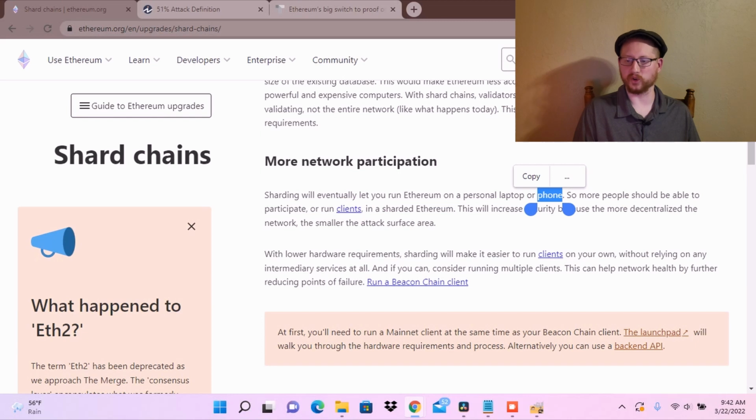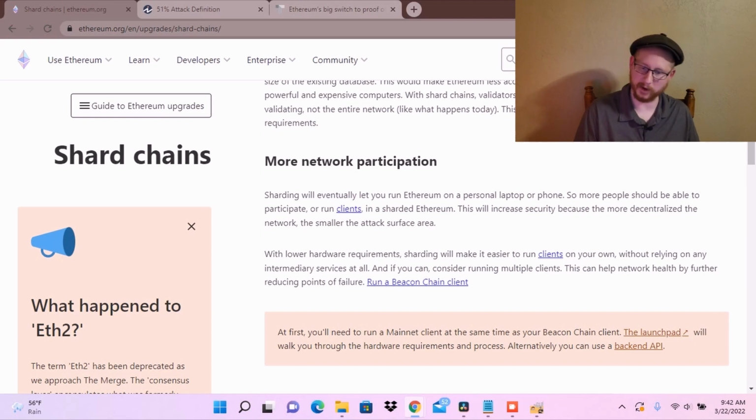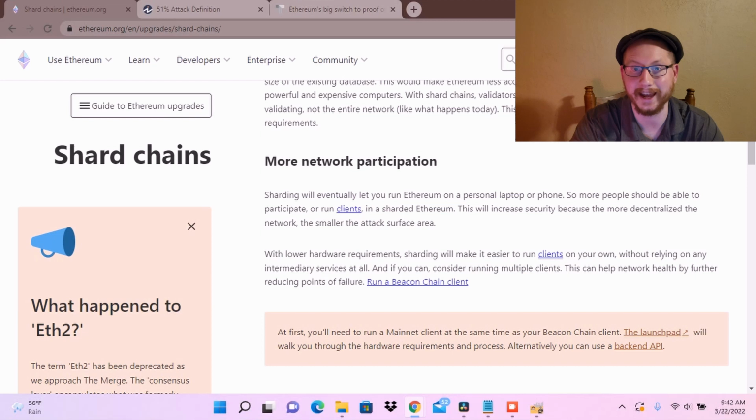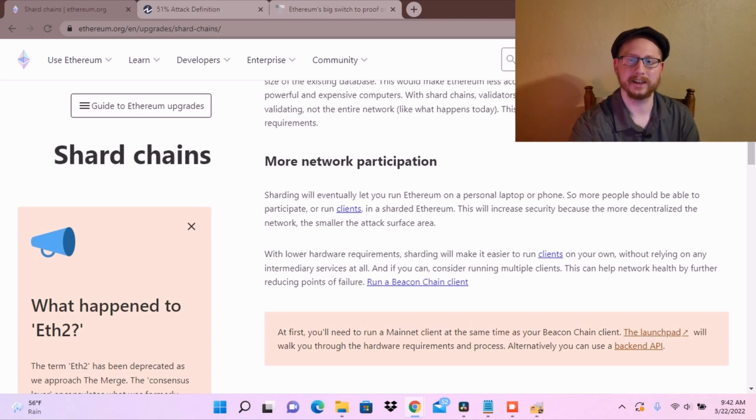This speeds up things and drastically reduces hardware requirements. Sharding will eventually let you run Ethereum on a personal laptop or phone. Think about that. I mean, and even when this is all rolled out, phones will be even more powerful, so that'll be more possible, I guess. So more people should be able to participate or run clients in a sharded Ethereum.